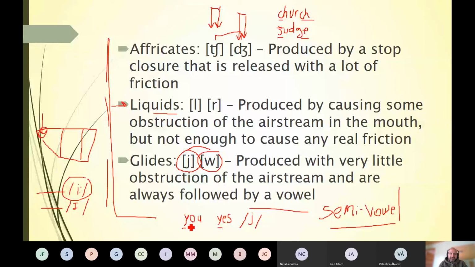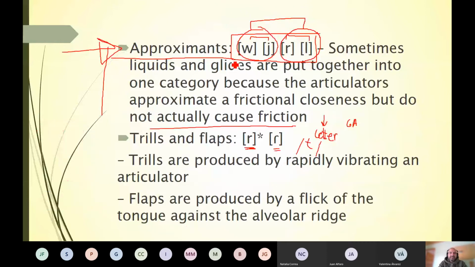So just like when you say you, it's the glide followed by u. Yes is the glide followed by e. When you say which, right? Which is the glide w followed by a vowel sound. So that's an interesting characteristic of these glide sounds that are always followed by a vowel sound. Okay, remember liquids and glides are also called approximants because there is not enough friction. They're not part of the fricative sounds, right?